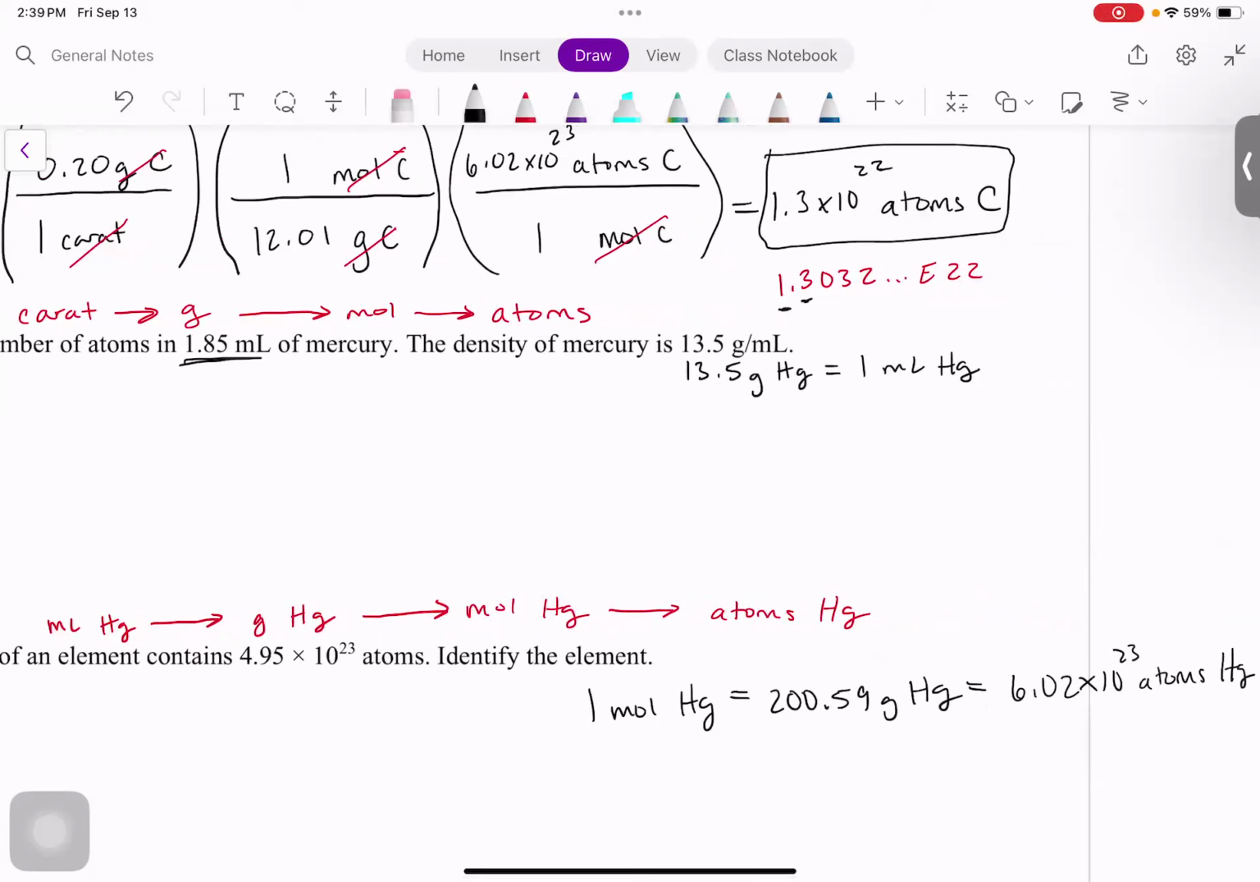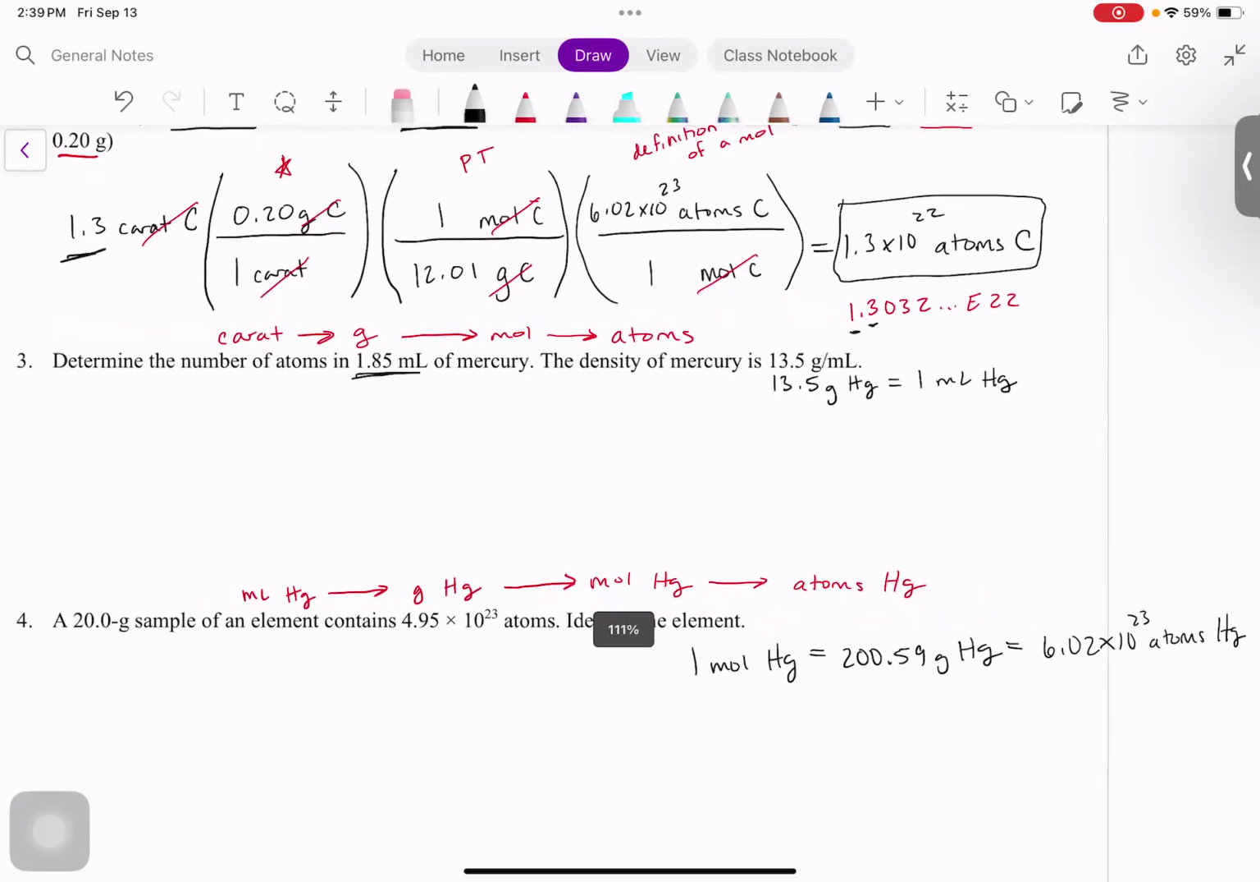That's the definition of a mole. So we can use this combination of information of equivalent relationships to do these conversions. So let's start with our 1.85 milliliters of mercury. And we're going to start by using the density to convert milliliters of mercury to grams of mercury.